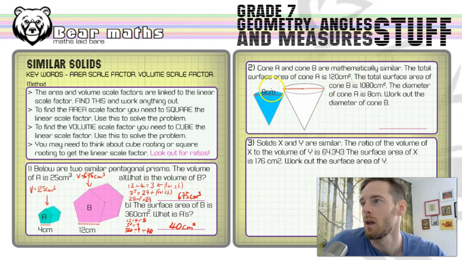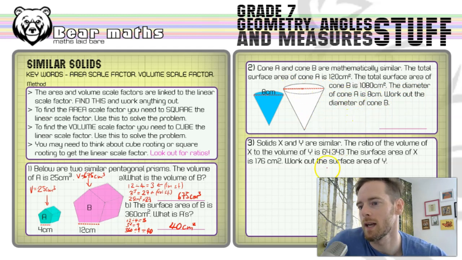Okay, number 2. A little bit more context in this one, a little bit trickier. Cone A and cone B are mathematically similar. Good news, happy days. Right, we should state this in the question. Otherwise, we'll have to think of another bit of maths to work something out, probably. So the total surface area of cone A is 120 centimeters squared. The total surface area of cone B is 1080 centimeters squared. The diameter of cone A is 8 centimeters, as we can see on the diagram. Work out the diameter of cone B.